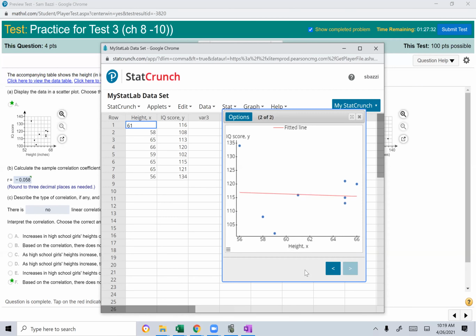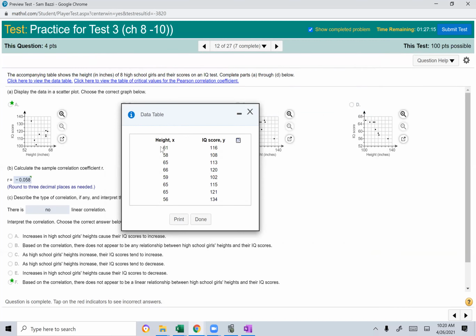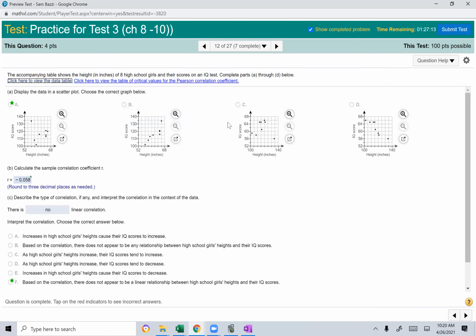scatter plot, guys. You can see A matches with this scatter plot. Just take a very sharp look at the graph and try to match it. You should be able to match it right away. Okay. So R is negative 0.058. If R is away from 1 or negative 1, guys, there is no correlation. So you select this one.